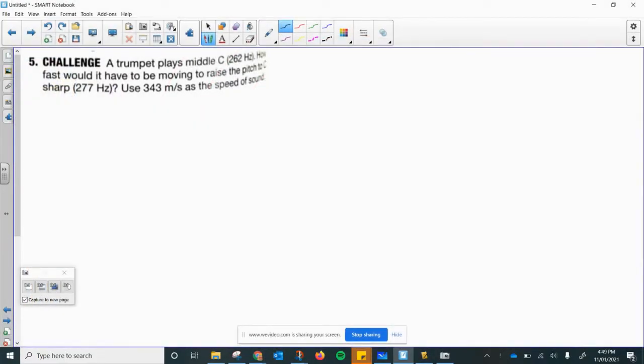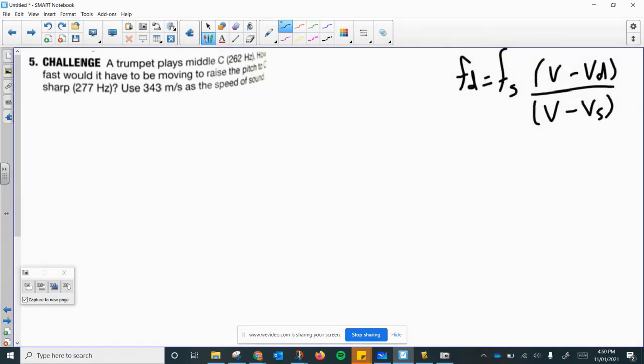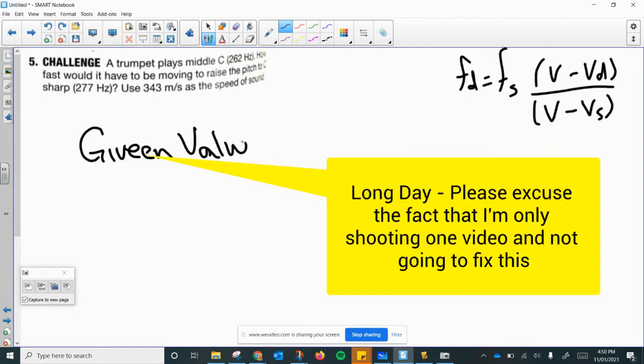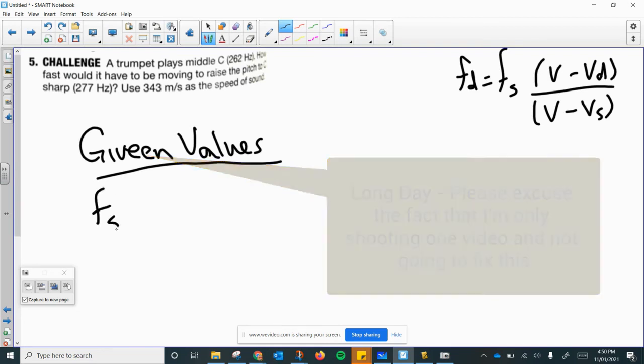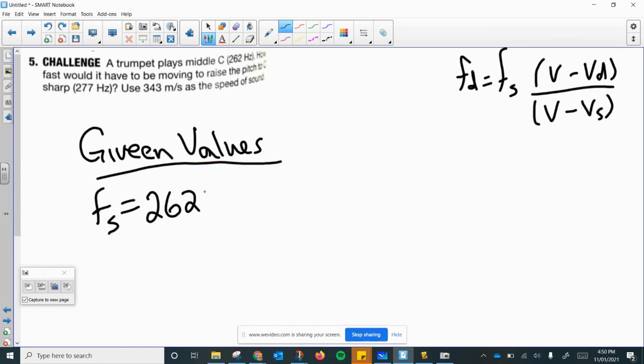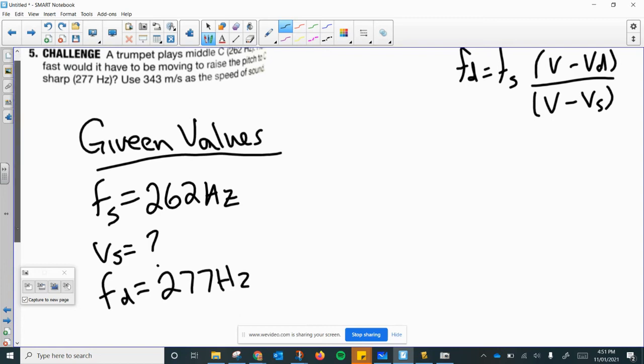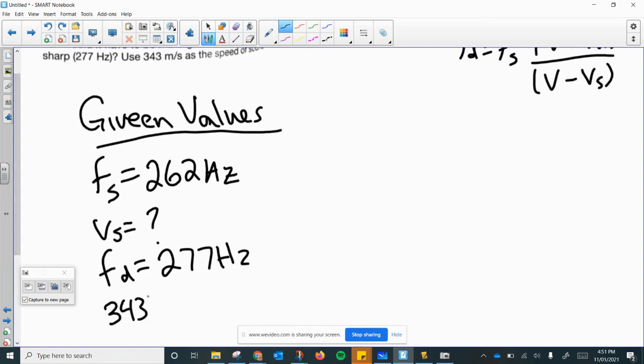All right, again, let's get that Doppler shift question going here for challenge question number 5. Let's list our given values. A trumpet plays middle C. The frequency of our source is equal to 262 hertz. How fast would it have to be moving? Okay, so the speed of the source is our unknown. To raise the pitch to C sharp, so the frequency detected is 277 hertz. Use 343 meters per second as our speed.